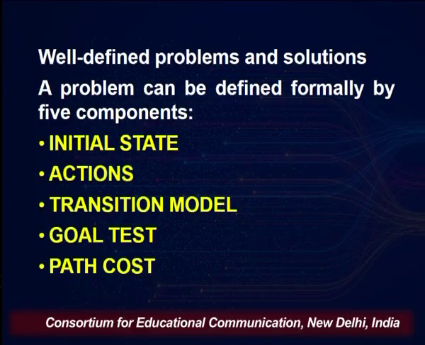So, the 5 components through which a problem can be defined in a structured way are the initial state, then the next one, which is actions, third is the transition model, then we have goal test and goal state obviously, and we have path cost also. So, I repeat: initial state, actions, transition model, goal test and path cost. Let us see all these components one by one.